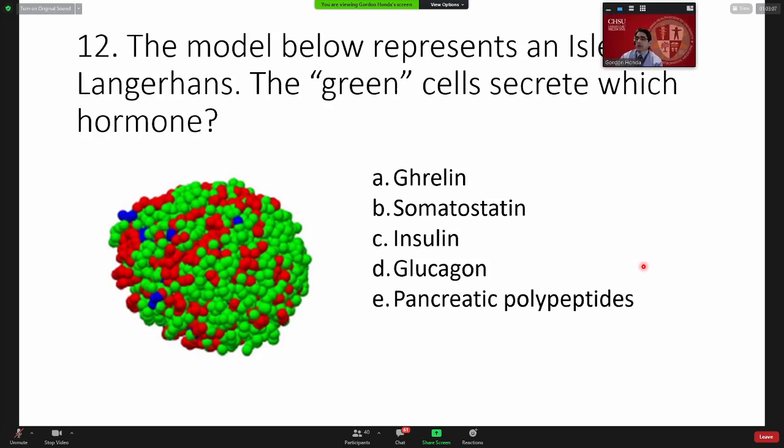Because when you think about the ducts, that is where both the exocrine pancreas and the islet cells come from, the same embryologic duct system. I think that's what I'm trying to say. Okay.